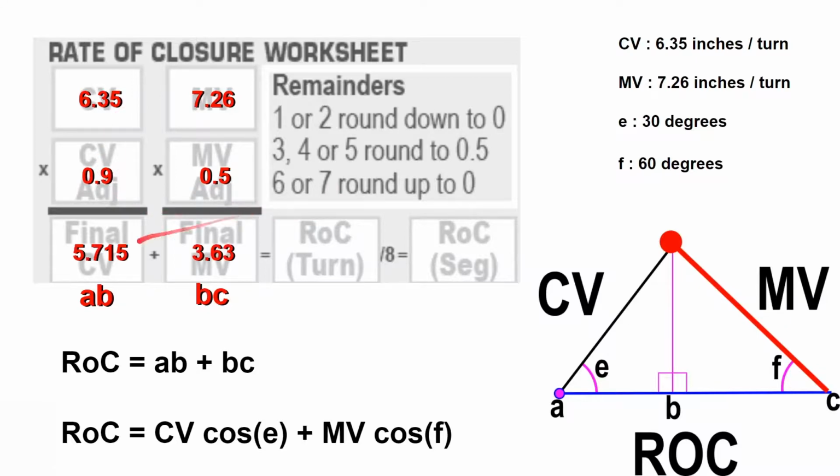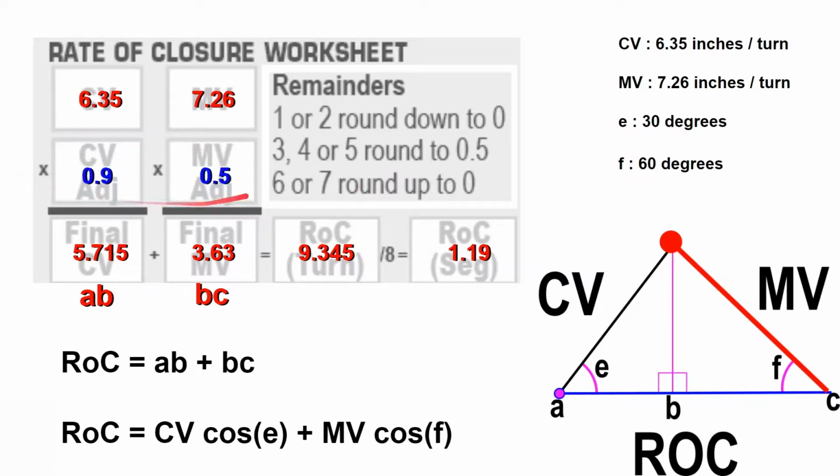And as we do the math, we end up with 9.345 inches per turn. Divided by 8, 1.19. Same thing we had earlier in this video. So that's how this triangle right here maps to the worksheets.